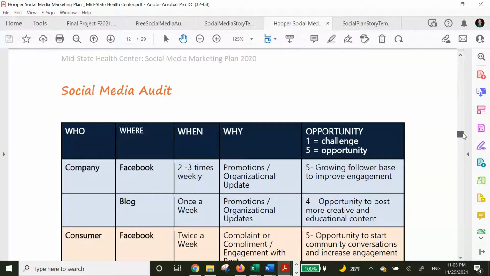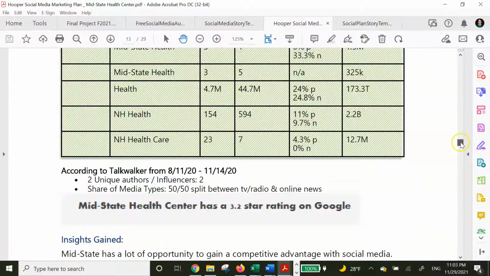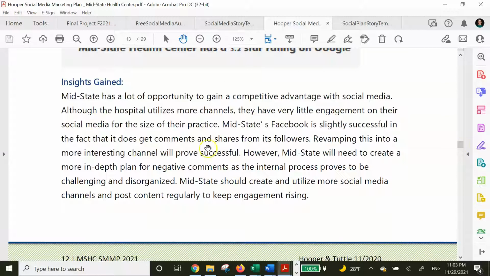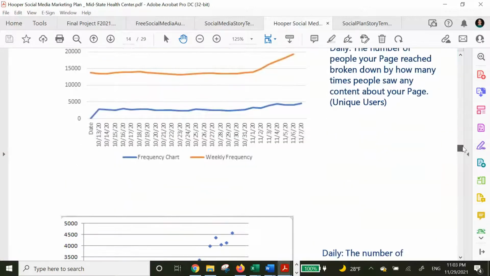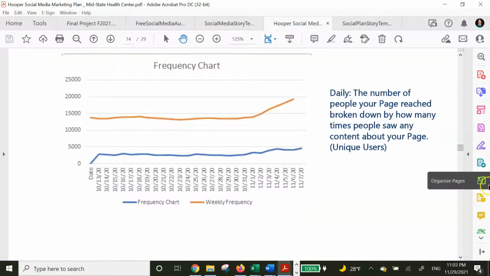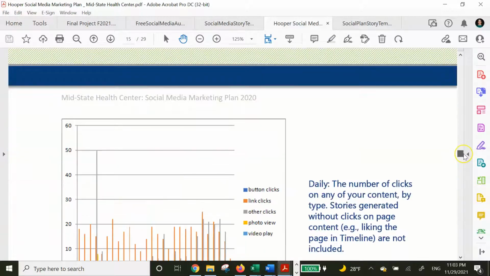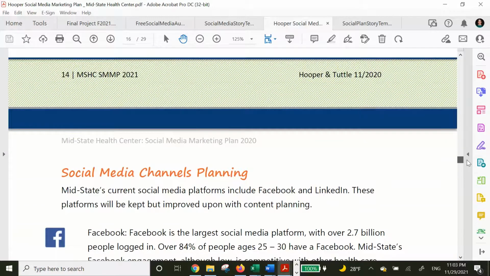There goes the social media audit, social listening and company data. Like I said, we did this before in the class. You can perform a new one so your data is a little bit more fresh. Insights gained. So basically, what did she see with this information that she just had? There were some frequency charts. In this case, she was able to have this information because this person was running the social media for Midstate, so she was able to get more information from the social sites.